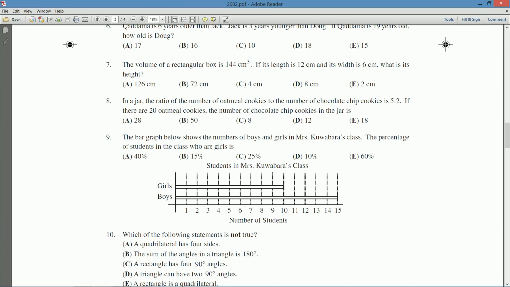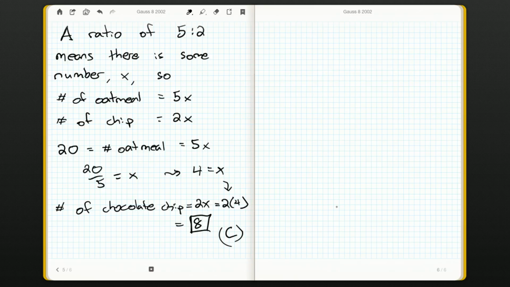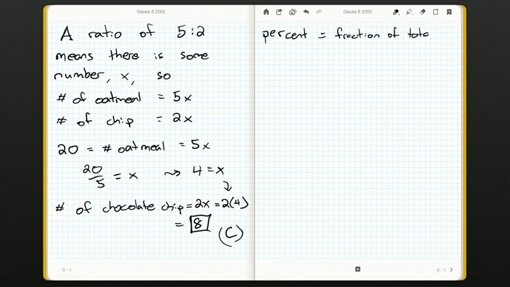Percentages are just fractions out of the total. The total is always 100%. So if I want a percent, the fraction of the total, and the total is always 100%. That's what percent really literally means. It's per cent, and cent means 100.